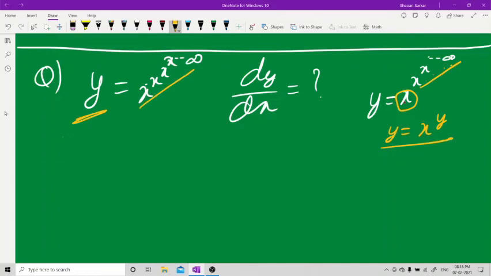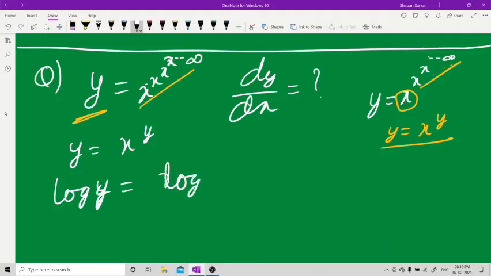I hope you now understood the point. So now let's start. y is x to the power of y. Take log on both sides. log y is log x to the power of y, and this is nothing but y log x.